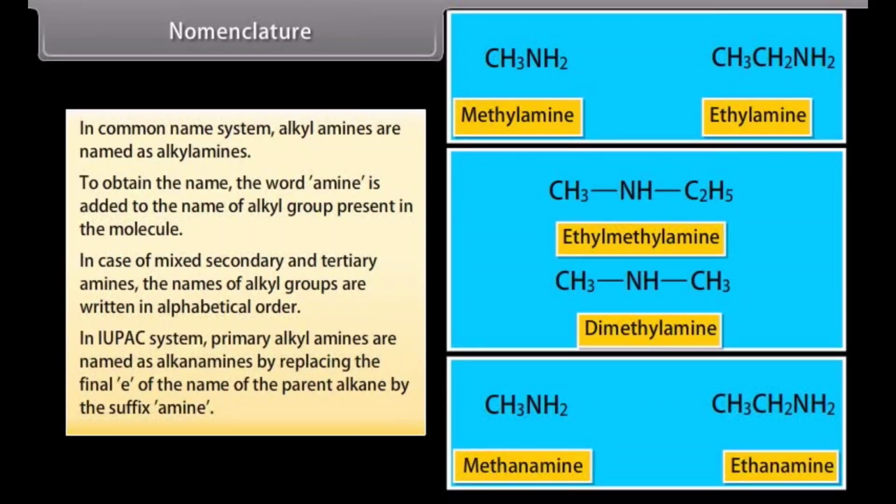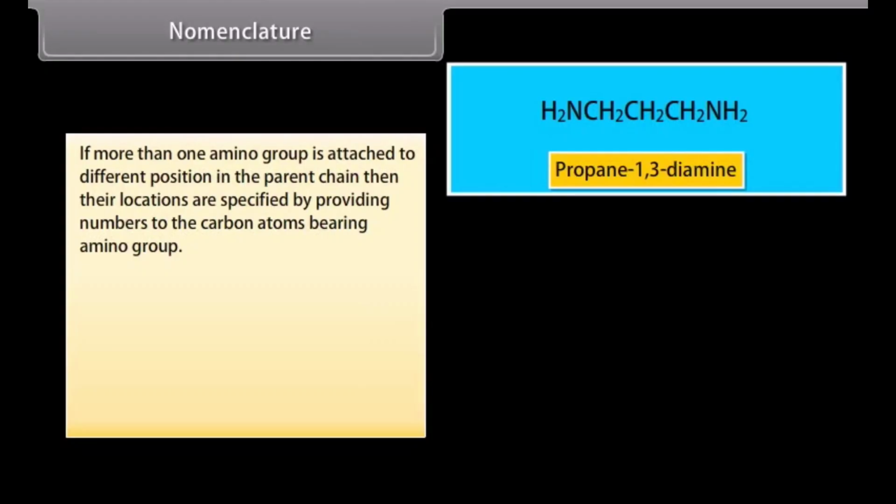In IUPAC system, primary alkyl amines are named as alkanamines by replacing the final E of the name of the parent alkane by the suffix amine. If more than one amino group is attached to different positions in the parent chain, then their locations are specified by providing numbers to the carbon atoms bearing amino group. The letter E of the hydrocarbon part is retained.